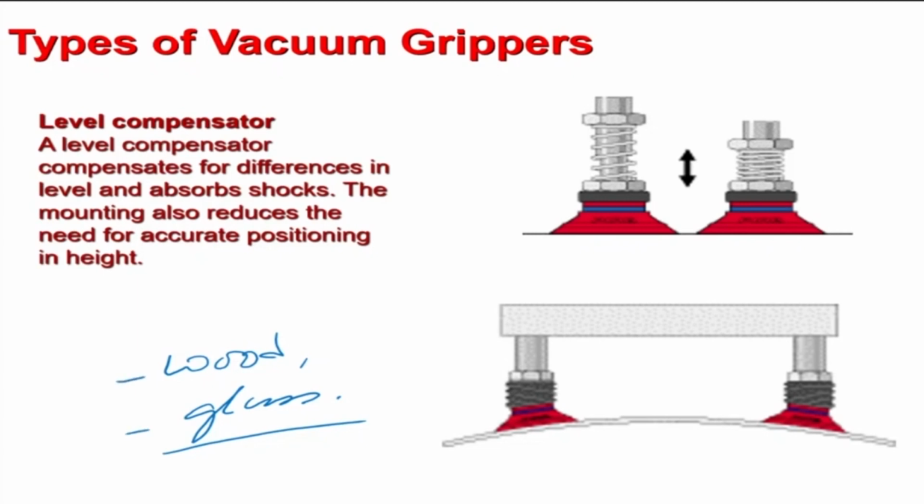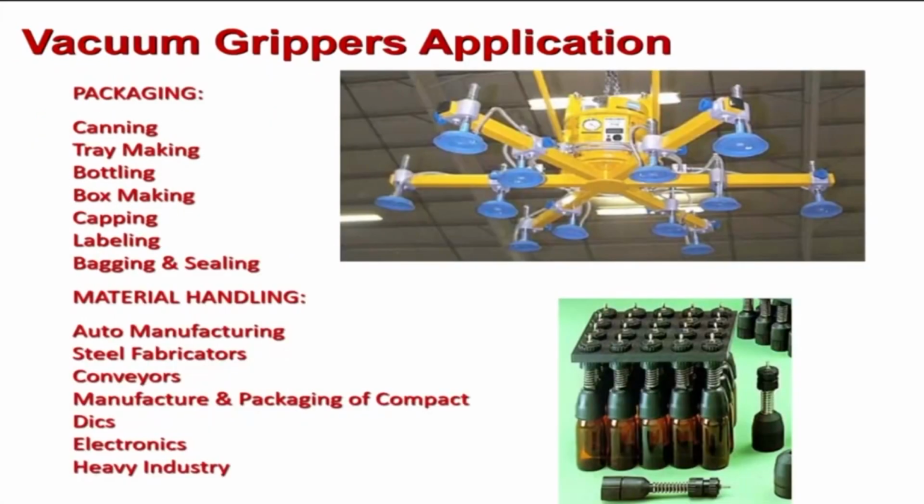Wooden planks can be very easily picked up by magnetic grippers. Sorry, not magnetic grippers, but this kind of vacuum cup grippers. Magnetic grippers are only for steel and ferromagnetic material. Now, this is also used extensively for packing. Okay, so many applications of magnetic grippers.